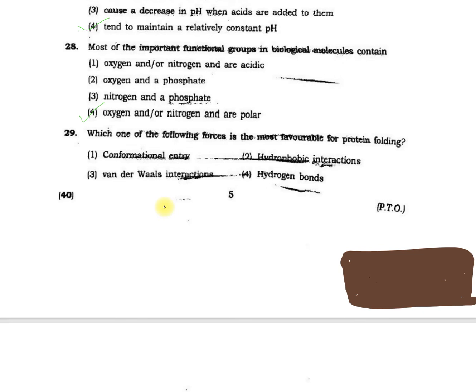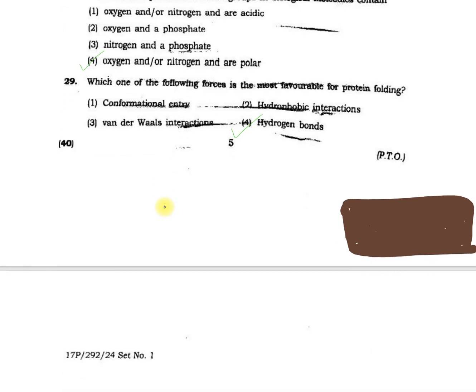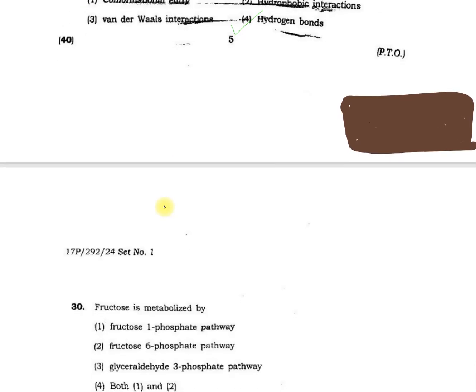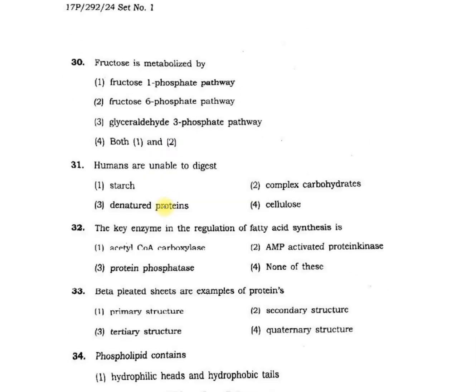Question number 29. Which of the following forces is the most favorable for protein folding? Number 1, conformational entropy. Number 2, hydrophobic interaction. Number 3, van der Waals interactions. Number 4 are the hydrogen bonds. So the correct one here are the 4, the hydrogen bonds responsible for the folding of the proteins, hence for the secondary, tertiary, and the quaternary structures of the proteins.